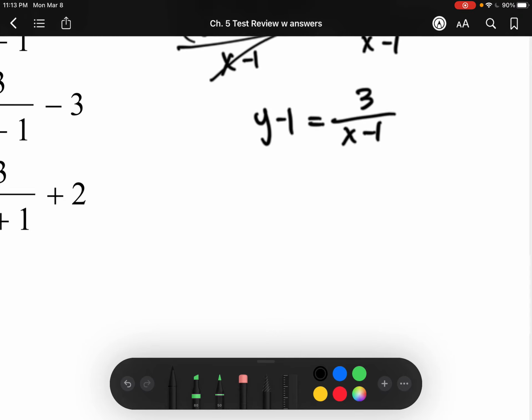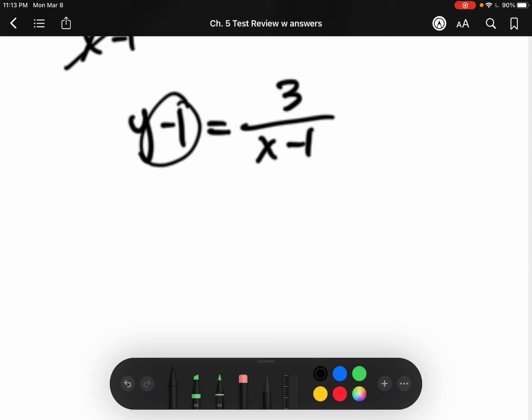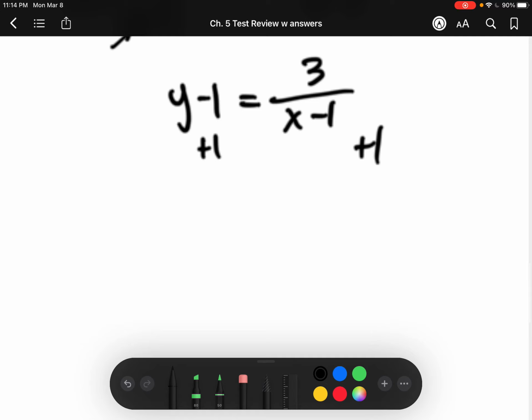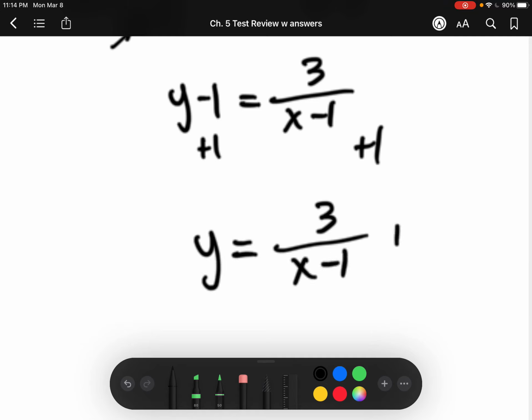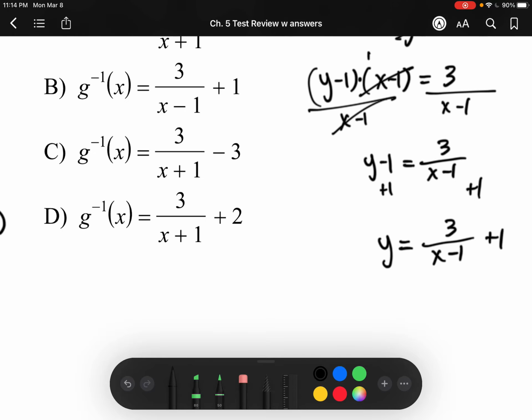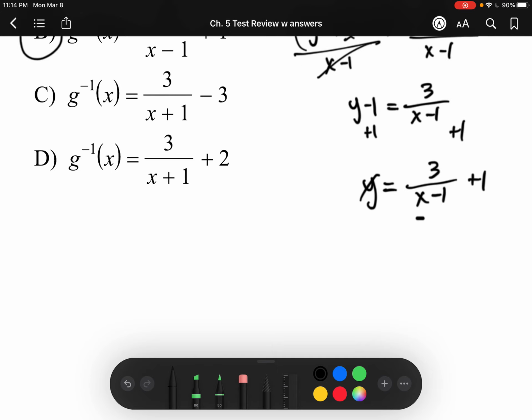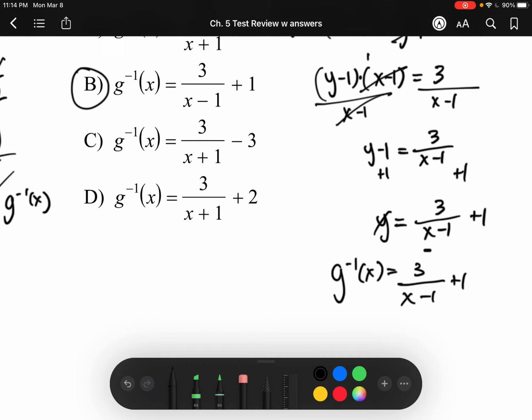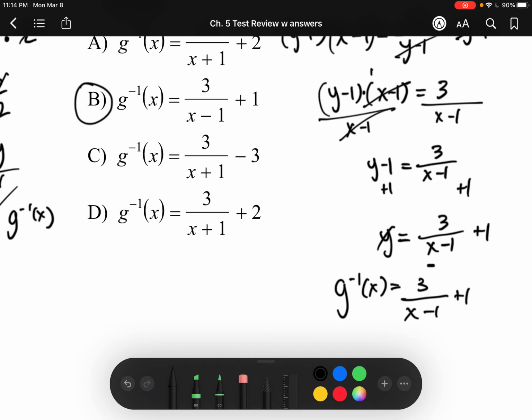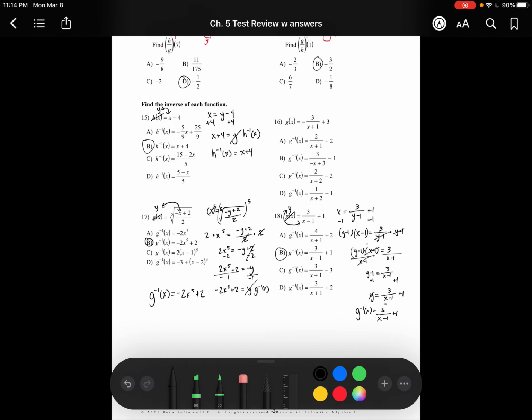And then the final step in solving for y, get rid of this minus 1 by adding 1 to both sides. So then finally, I get y is equal to 3 over x minus 1 plus 1, which is going to be option B. Oh, we didn't change y to the inverse of g of x, so the inverse of g of x is equal to 3 over x minus 1 plus 1, which is option B. So hopefully those didn't confuse you guys.